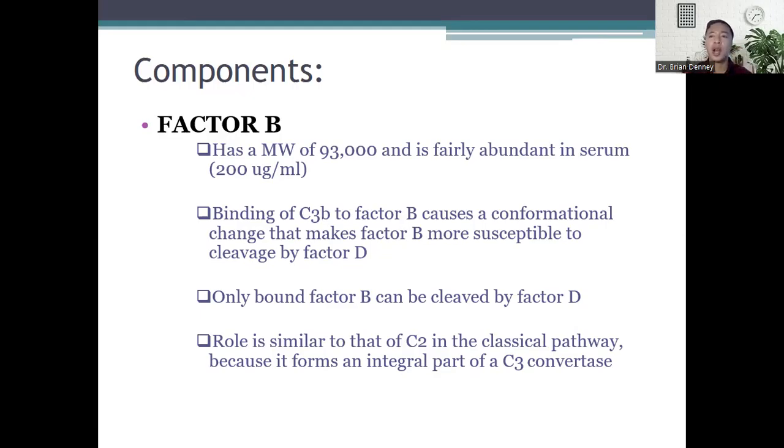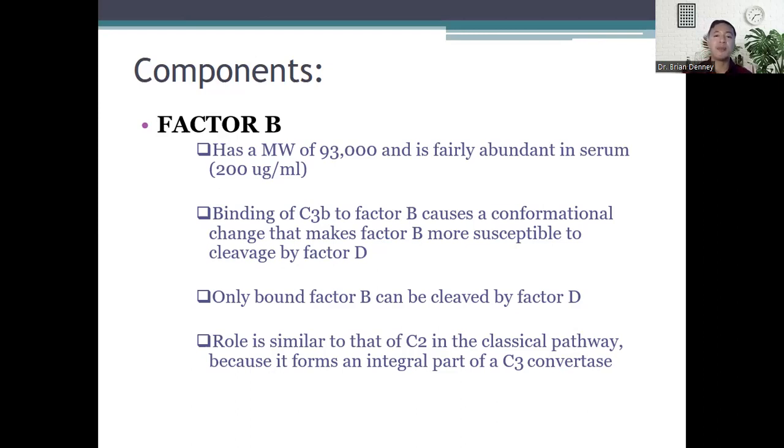You might ask, why Doc? How come factor B should be bound to your C3b? It's because once your factor B is bound to your C3b, C3b induces conformational changes to your factor B, making it more susceptible to cleavage or activation by another complement protein in the alternative pathway, which is termed as, very good, factor D.